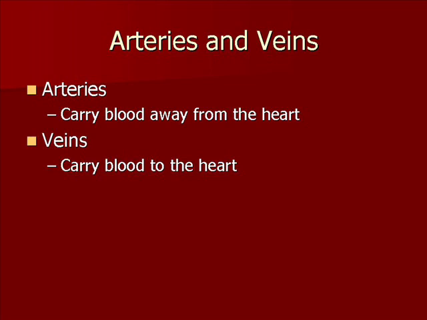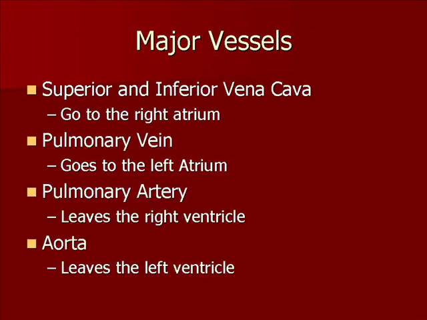Now the veins are what carry the blood to the heart, and so these are always going to be associated with your atria. Alright, because those are the 2 chambers of your heart, the upper chambers of your heart, that receive blood from the body or the lungs. And now that we've kind of got the general things down, to wrap everything up, you are going to be responsible for knowing the names of the major vessels that either lead to or away from the heart, and what chamber of the heart they are associated with.